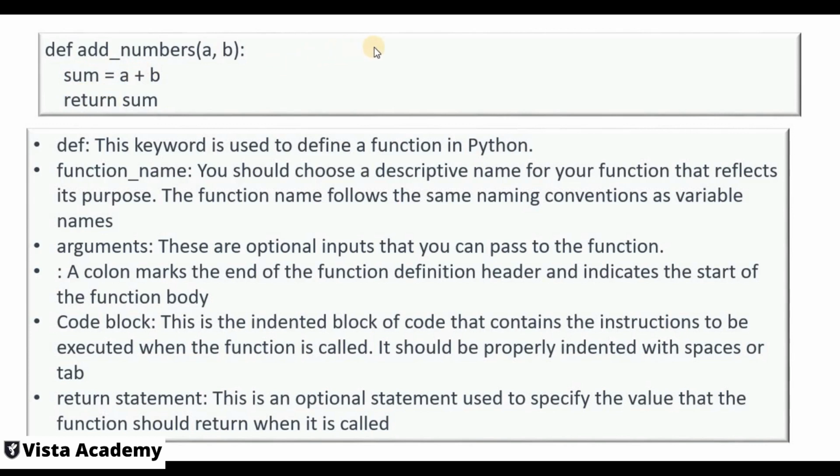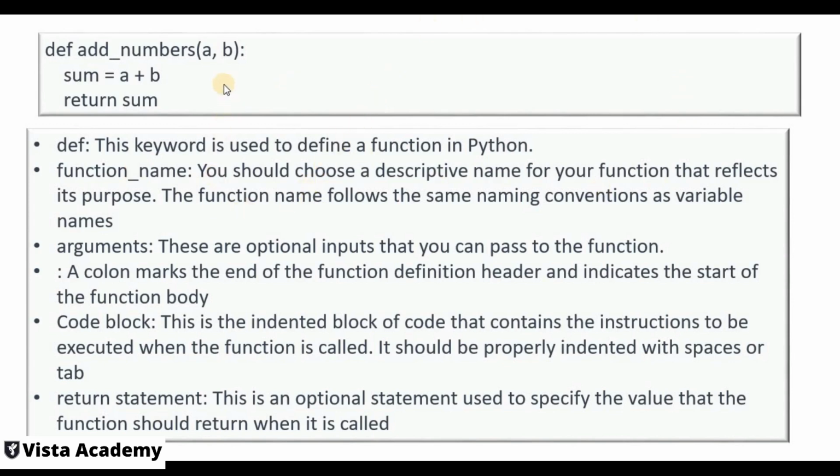What is the meaning of all these terms? First, def is a keyword used to define a function in Python. Whenever we create a function, we start with the def keyword, then give the function name, in our case add number. A function name is similar to a variable name, and it should reflect its purpose, describing what this function will do.